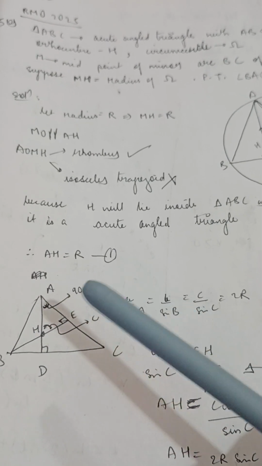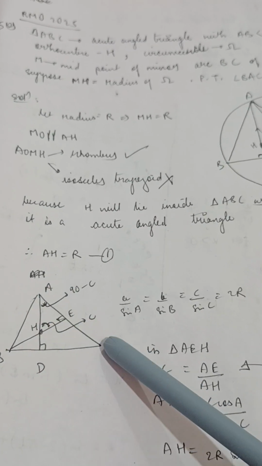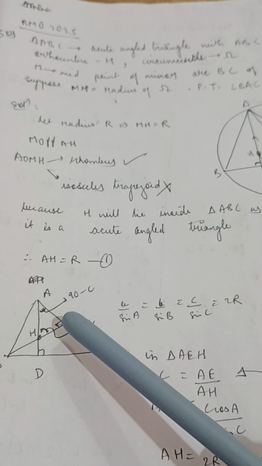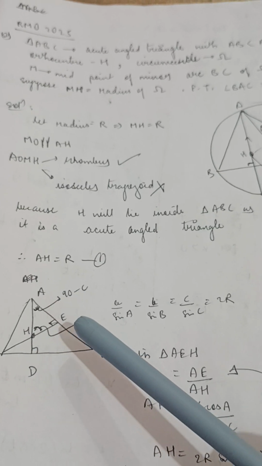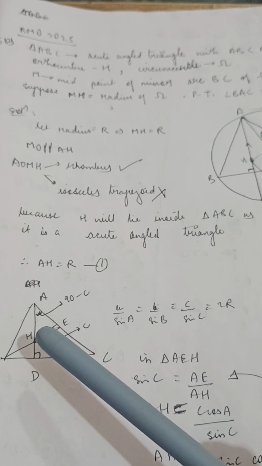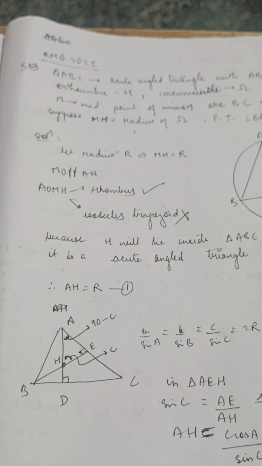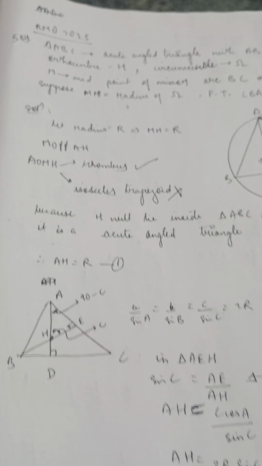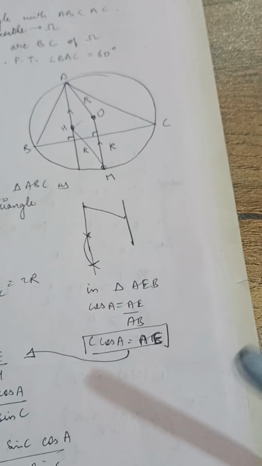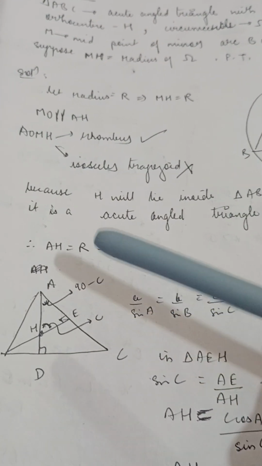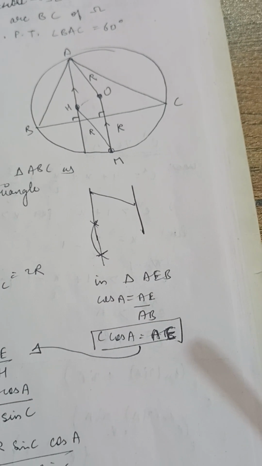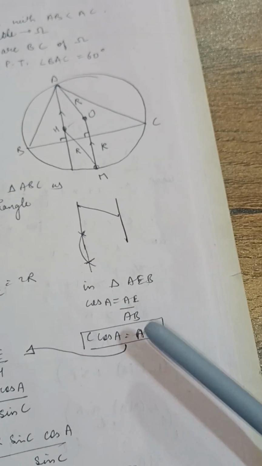And then if you see in triangle AHE, angle HAE will be 90 minus C because of the triangle ADC. This is 90 degrees. And in triangle AHE, since angle AEH is 90 degrees, angle AHE will be angle C. A bit complicated, but you can see it in the diagram. It's simple. So in triangle AEB, if you write cos A, that will be AE by AB.